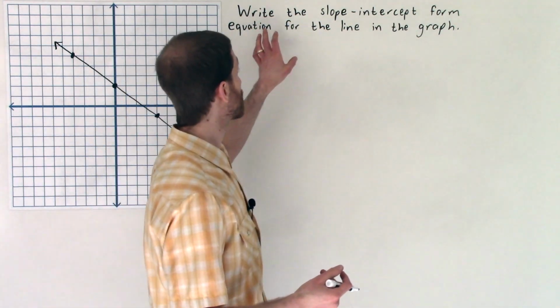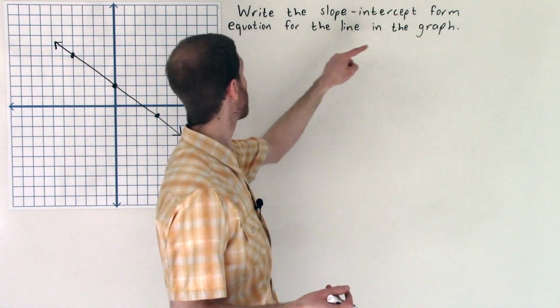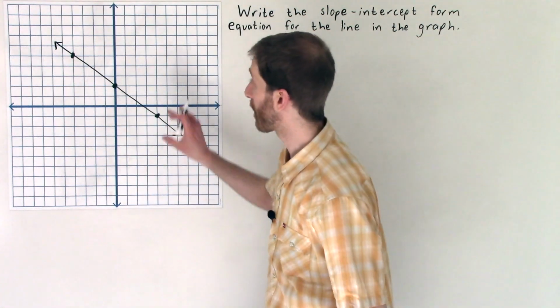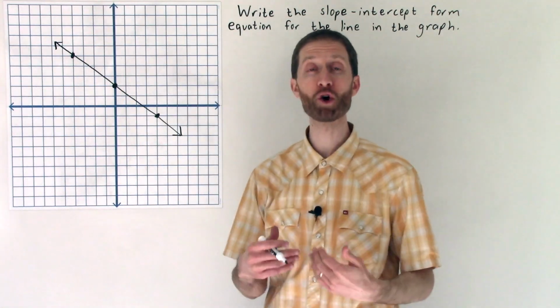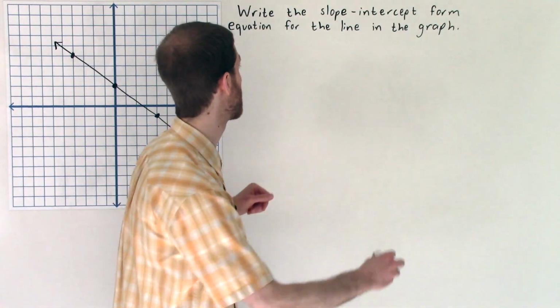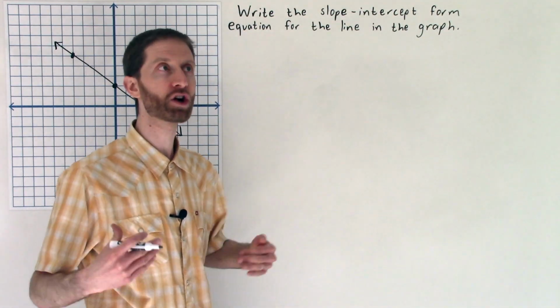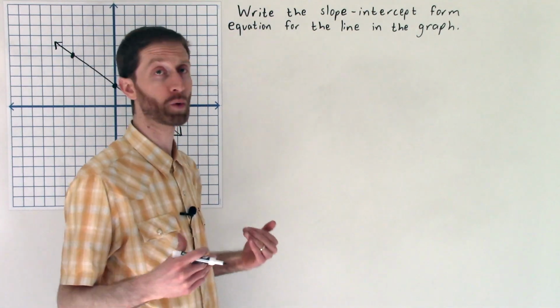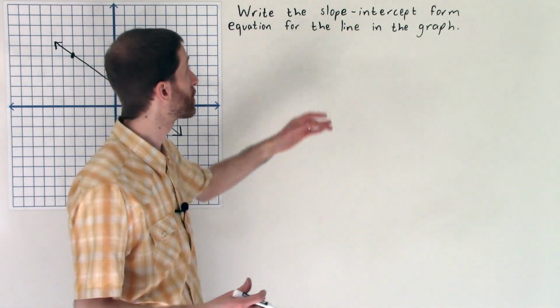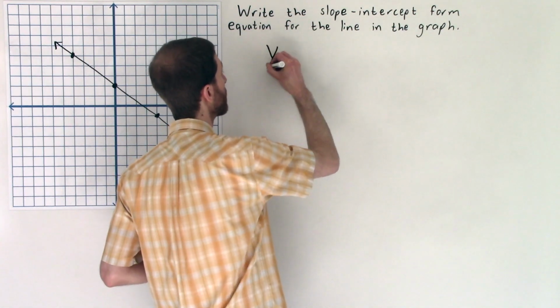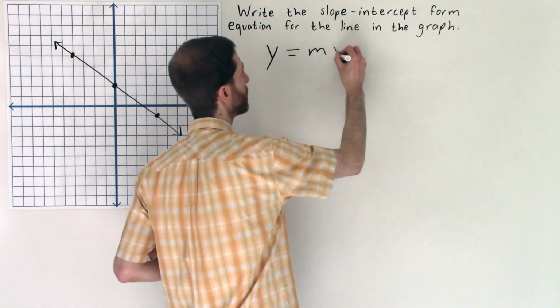So what we're instructed to do is write the slope-intercept form equation for the line in the graph. So I've given you a graph, and you're asked to write the slope-intercept form of the equation of the line. What I always tell students to do is start with your end game in mind. Start with the form that you want this equation to be in at the end of all this. Well, you're told we want the slope-intercept form. So that is y equals mx plus b.